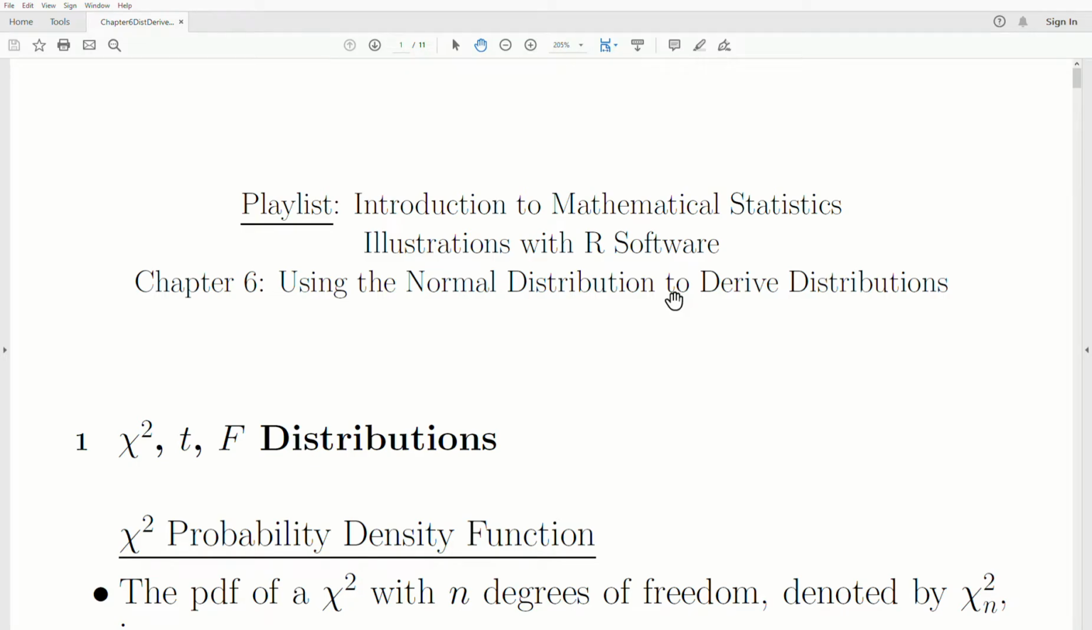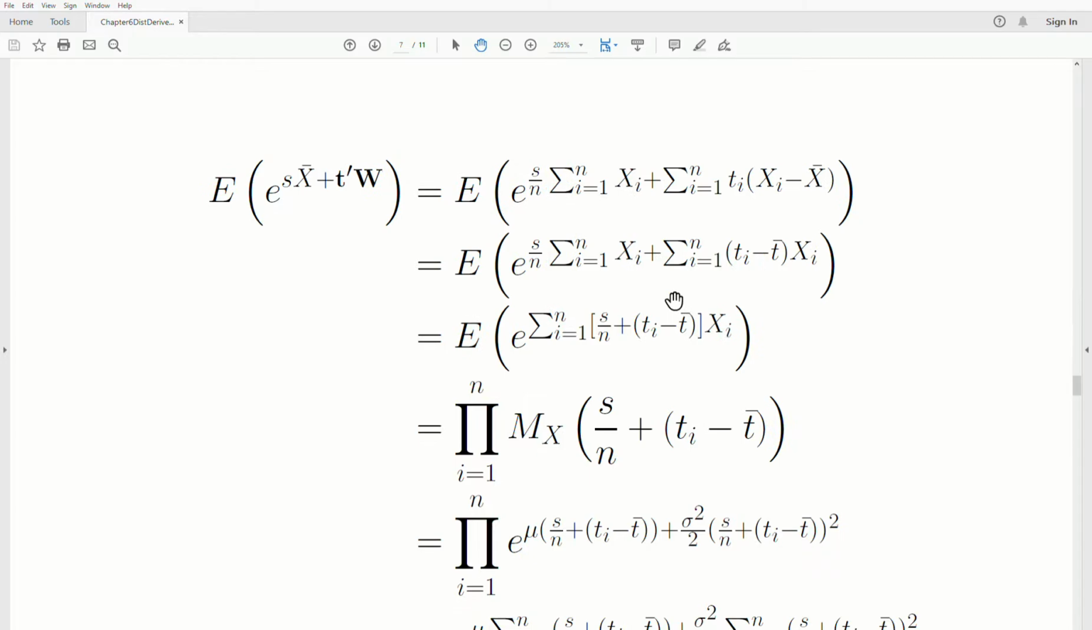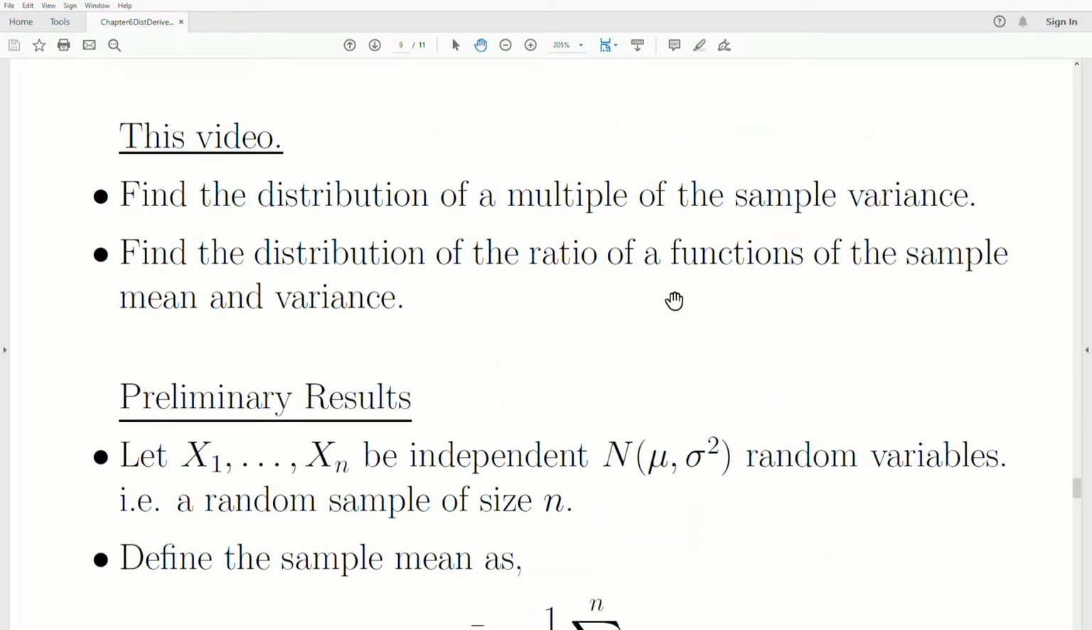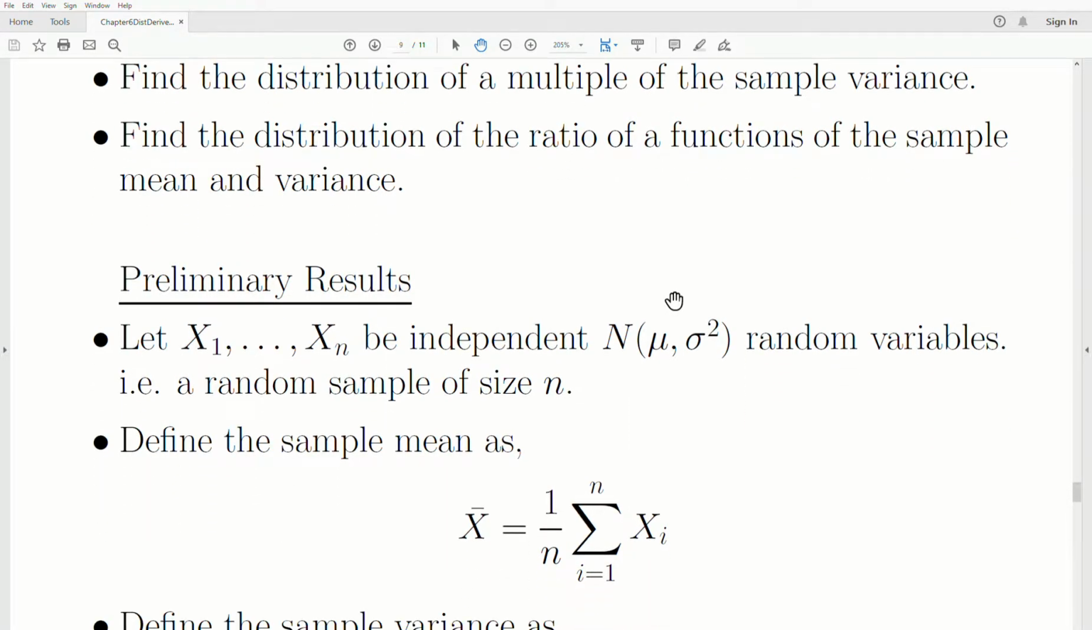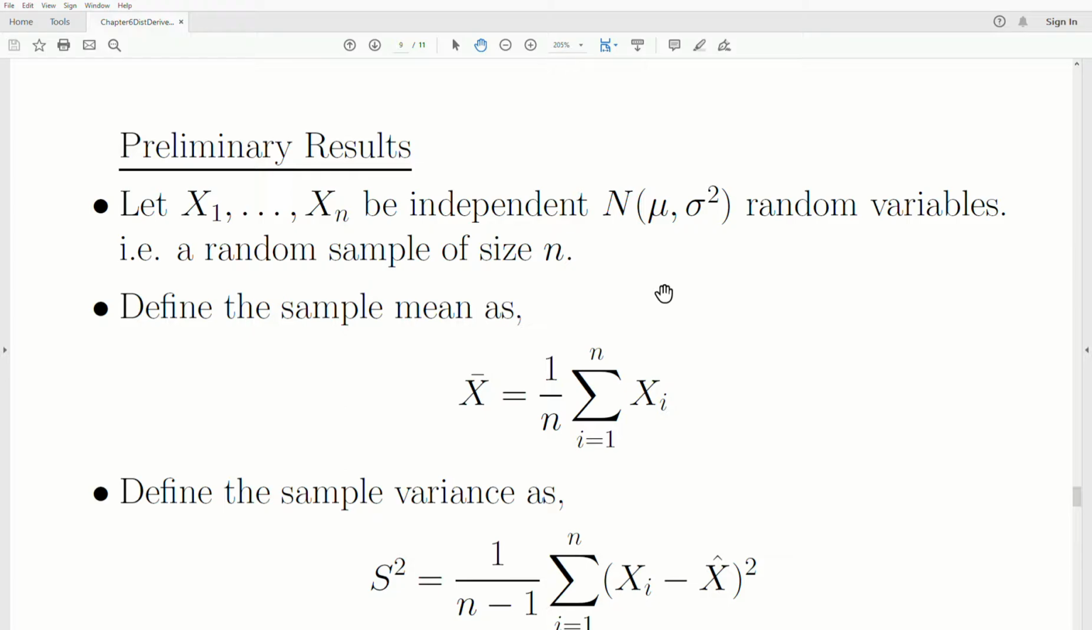In this video, we're going to derive the distribution for the sample variance, and we're also going to prove that the t-test statistic indeed follows a t-distribution. Let's jump into today's talk, where we prove the sample variance and the t-test statistic follow the t-distribution. We need some preliminary results first.